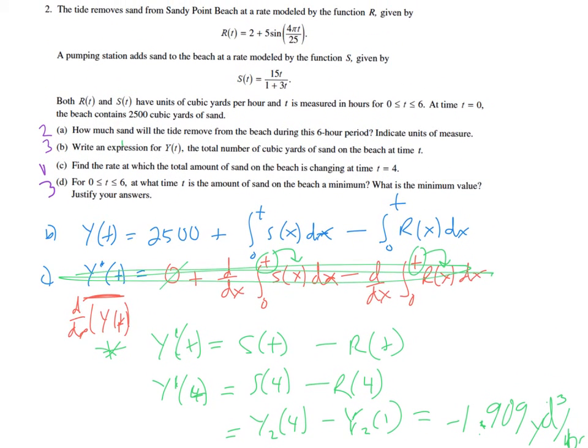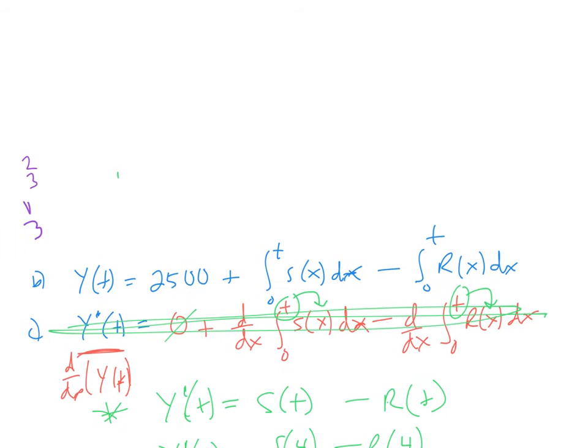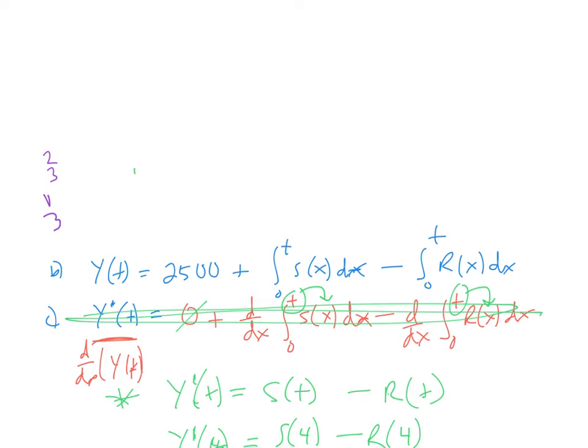So part D, let's take a look and see what we've got. Find the time at which the amount of sand on the beach is a minimum between 0 and 6. Notice we're including 0 and 6, so we do have endpoints to consider. It could be 0, it could be 6, or it could be any time in between. They're asking what is the minimum value?